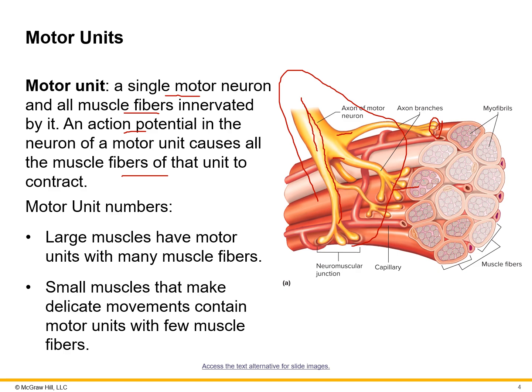And if we look at just some numbers to go along with it, large muscles have motor neurons with many different muscle fibers. Smaller muscles that have delicate movements are going to have one motor neuron attached to just a few muscle fibers. So the bigger the muscle is, the more muscle fibers are attached to a single neuron. Whereas the smaller ones, where we need really delicate, intricate movements, have fewer muscle fibers connected to one motor unit so that they can be controlled more individually.